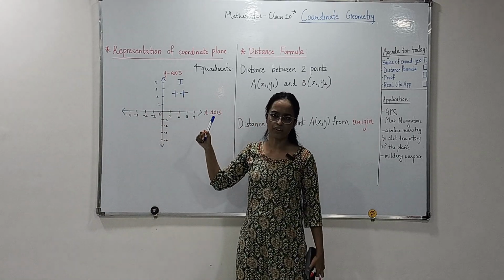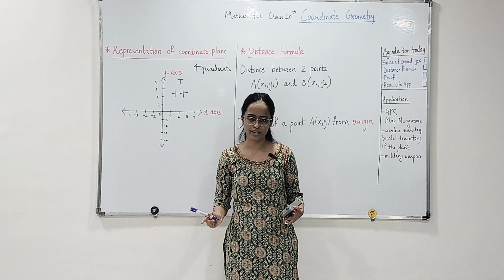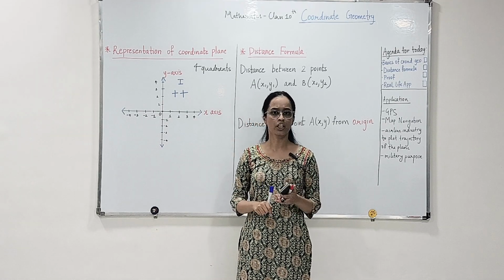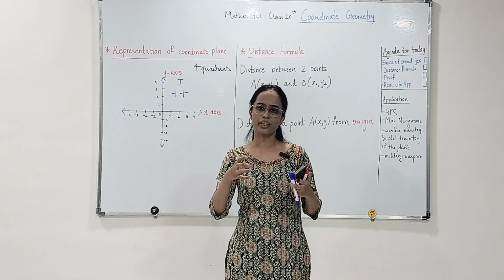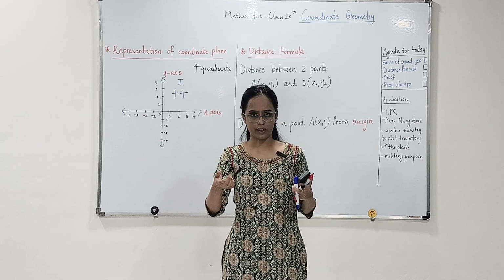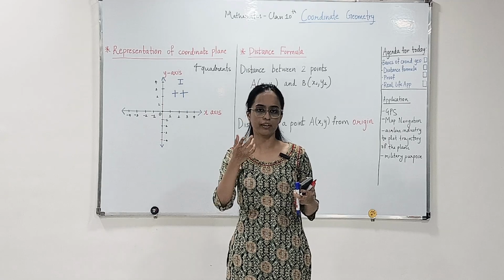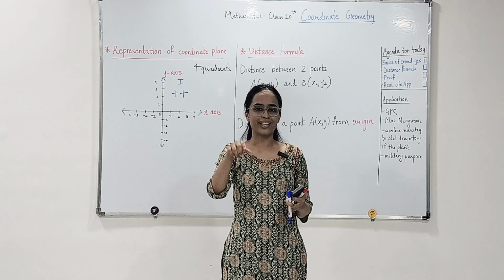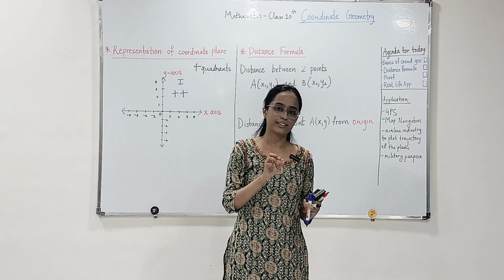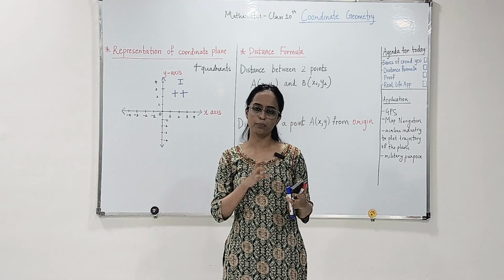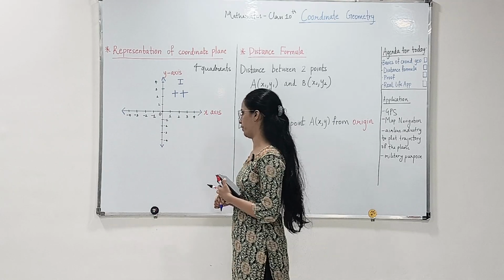So in the first quadrant, you're going to have both the x value as well as the y value positive only. So let's say any point is given to you, a point whose x value is 1 and y value is positive, and you are asked to tell its quadrant, then you are going to say that since its x value and y value both are positive, hence it lies in the first quadrant.